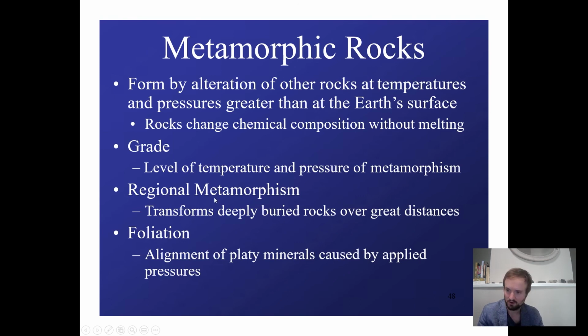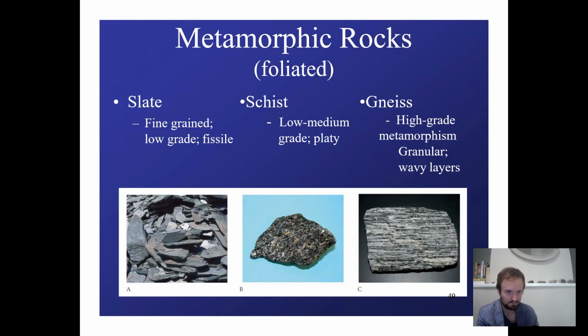And regional metamorphism is where you increase the temperature and pressure at the same time, and then eventually it comes back to the surface because we see it today. This regional metamorphism transforms really deeply buried rocks. During regional metamorphism, you get something called foliation. Based on the pressures of metamorphism, all the minerals align in one direction, and that causes foliation. So it's an alignment of minerals caused by applied pressure. Metamorphic rocks are generally foliated unless it's contact metamorphism or impact metamorphism, which are more rare. Our most common type of metamorphism is regional metamorphism.